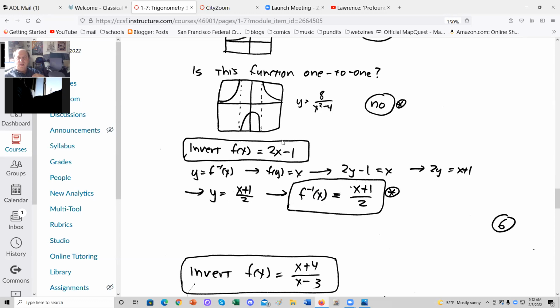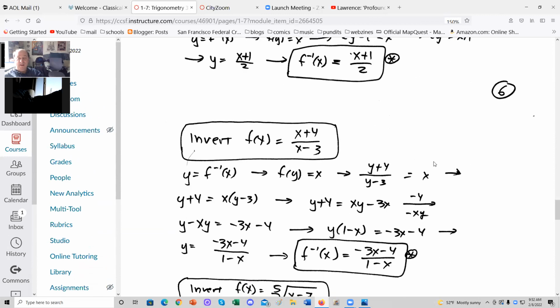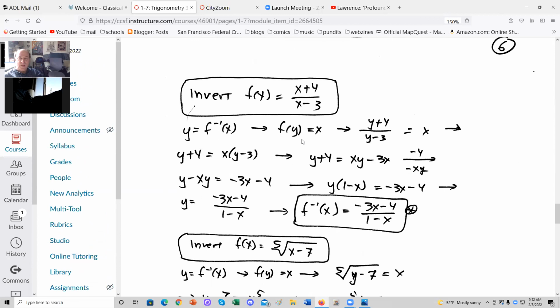Now notice that this business is about opposite operations in opposite order. Here, f takes x, doubles it, and subtracts 1. Here, f inverse adds 1 and then divides by 2. Here, it's a little more complicated. We can't really do opposite operations in opposite order because f of x occurs twice in this expression. f of x equals x plus 4 over x minus 3. So y equals f inverse of x means that f of y equals x. Fine.